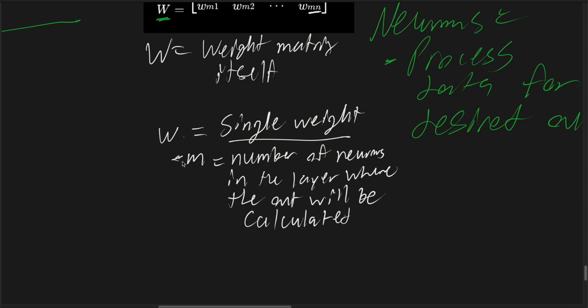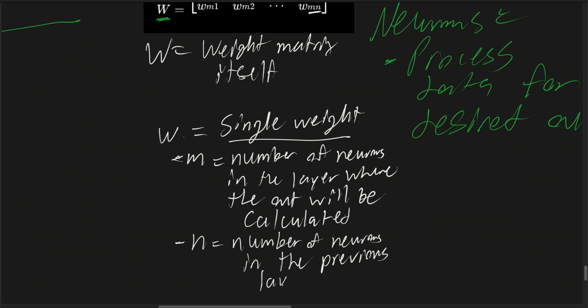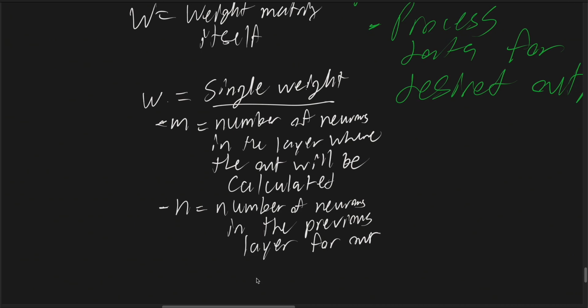And N is the number of neurons in the previous layer that provides the input, the number of neurons in the previous layer for our final output.